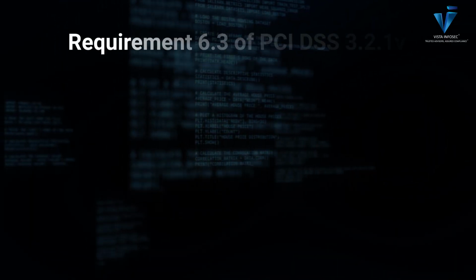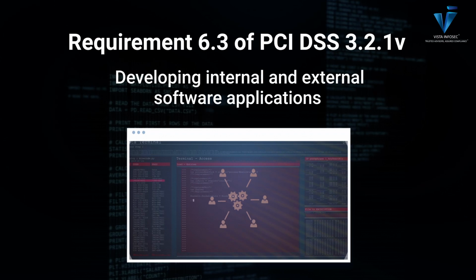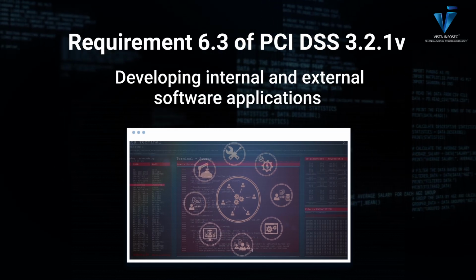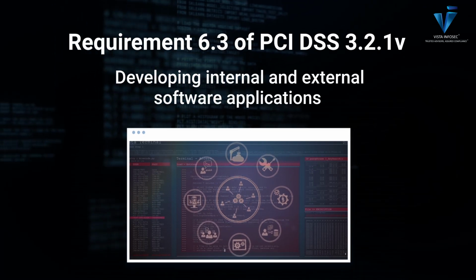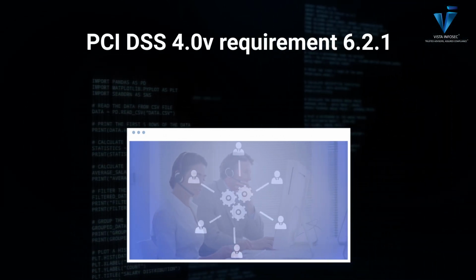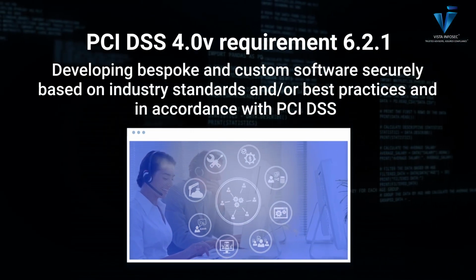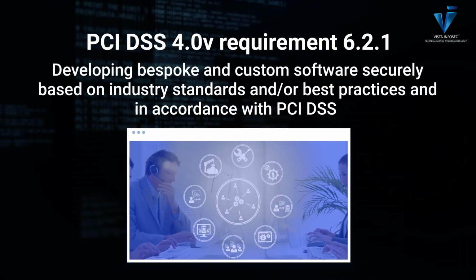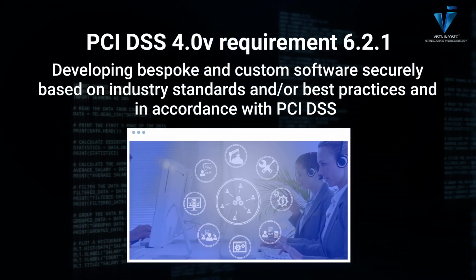Then requirement 6.3 of PCI DSS 3.2.1 speaks about developing internal and external applications, including web-based administrative access to applications, securely in accordance with PCI DSS and as per industry standards and/or best practice by incorporating information security throughout the software development lifecycle. This requirement is now 6.2.1 under PCI DSS 4.0, and here it speaks about developing bespoke and custom software securely based on industry standards and/or best practices and in accordance with PCI DSS by incorporating and considering information security issues during each stage of the software development lifecycle. So it is by and large, if I might say this, the same. Earlier it was about internal and external software, now it is bespoke and custom software.